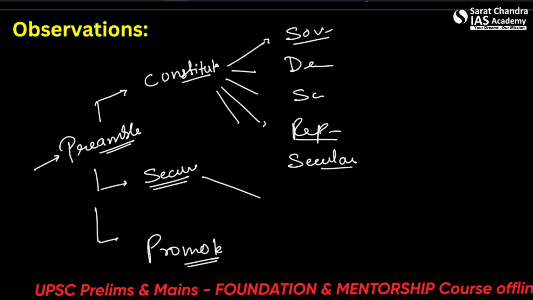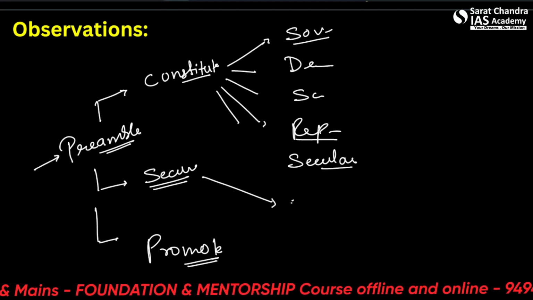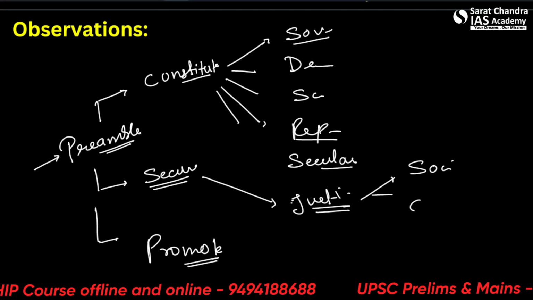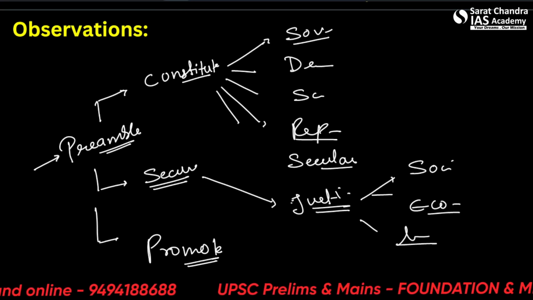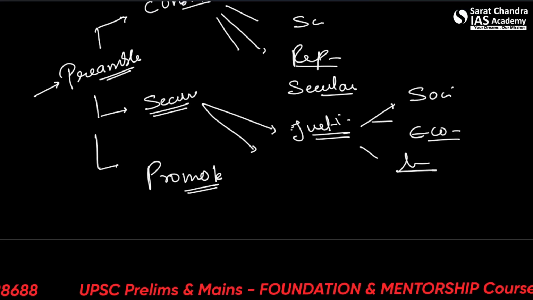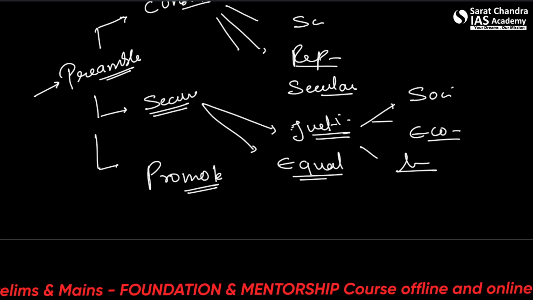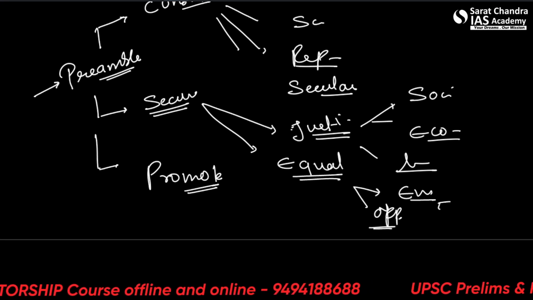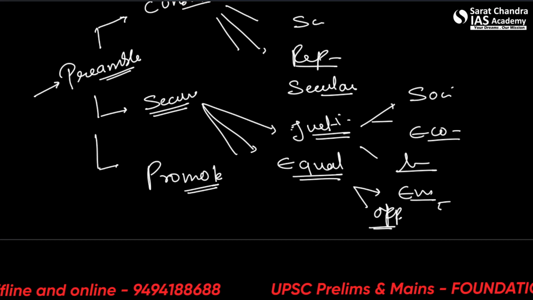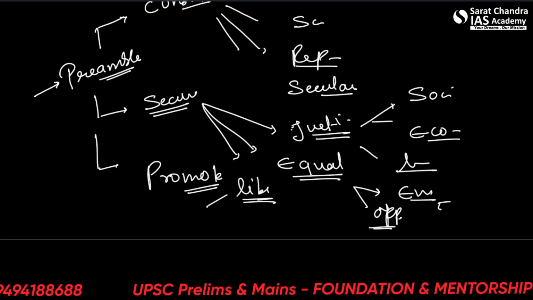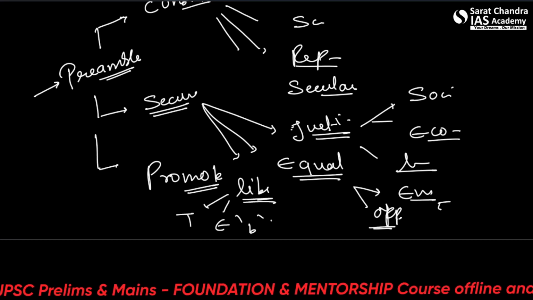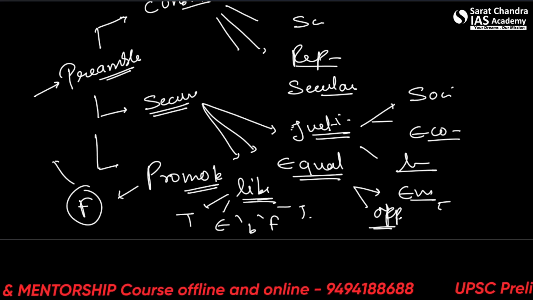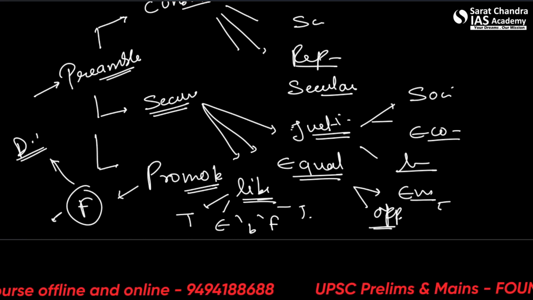To secure to all its citizens what? Justice of three sorts, whether it is social or economic or legal justice, and secure equality of status and opportunity, and secure the liberty for five things: thought, expression, belief, faith, and worship. And to promote among them all, fraternity. That would be for the dignity of the individual as well as the unity and integrity of the nation.